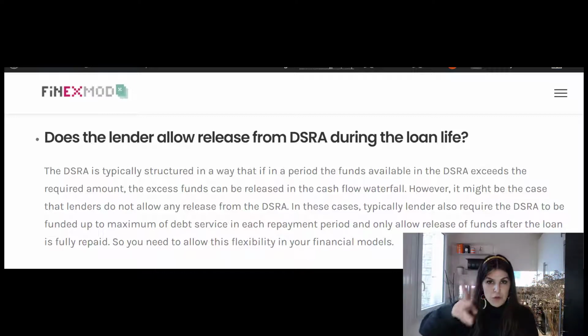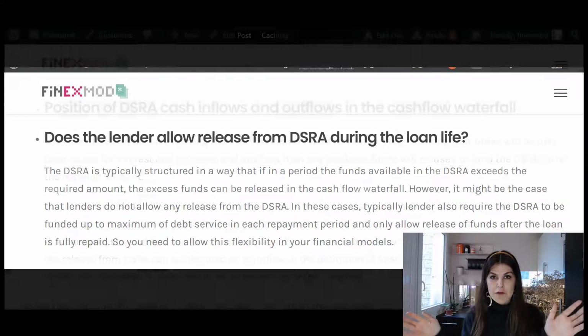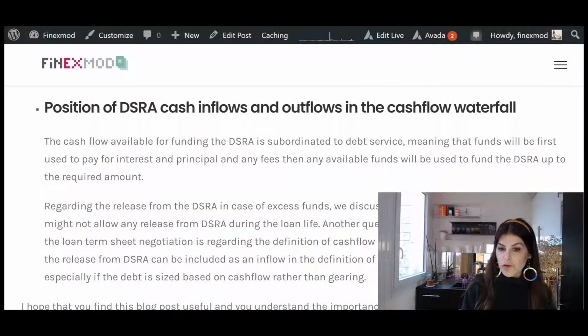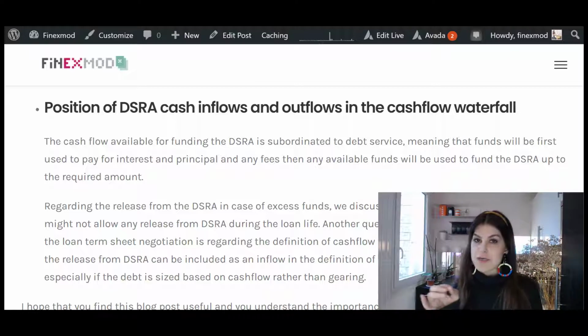So all that movement in the debt service reserve account, inflows and outflows, needs to be modeled. And if it is locked, then you're going to lock it. So the money is going to be funded up front and it's going to be released in the last principal or debt repayment.